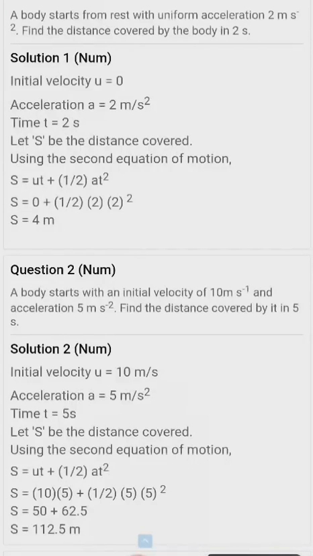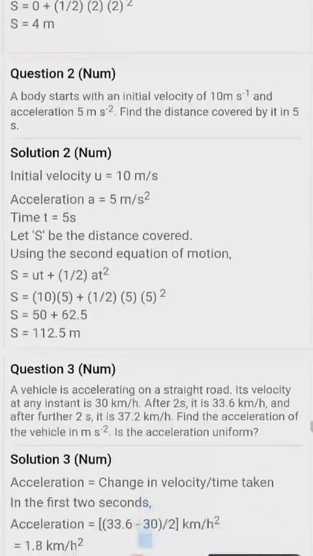Half into a t square, so half into 2 into 2 square. So you will get the answer as 4. You have to write the units, that is 4 meters. Fine. Let's do the second sum.